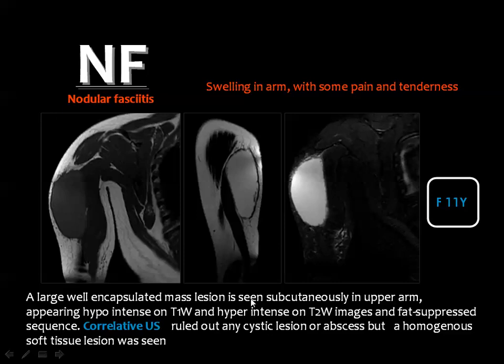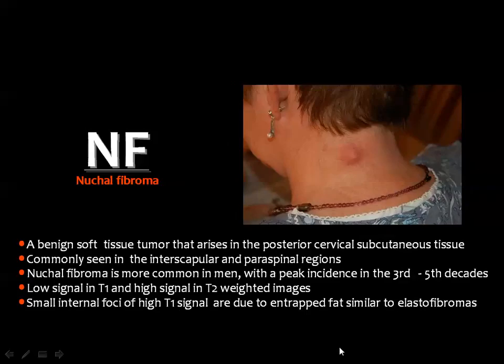And this is another case of nodular fasciitis in the upper arm. You can see here in the coronal T1 low signal intensity, and high signal intensity in the T2 and the STIR images. It looks like a cyst, but the ultrasound in this particular case excluded the presence of a cystic lesion or an abscess. It showed a homogeneous solid lesion, and this was proved to be nodular fasciitis.